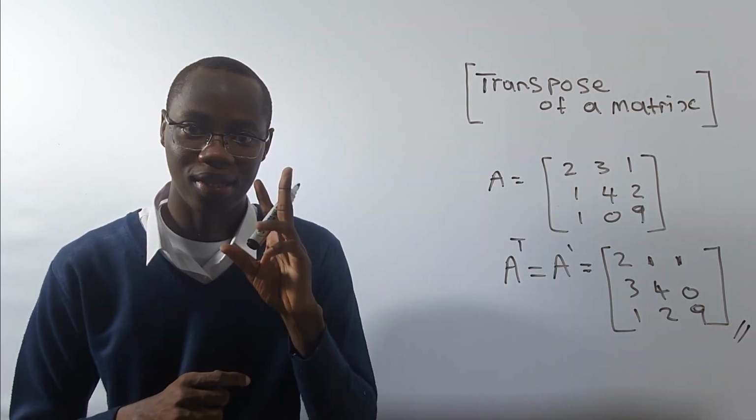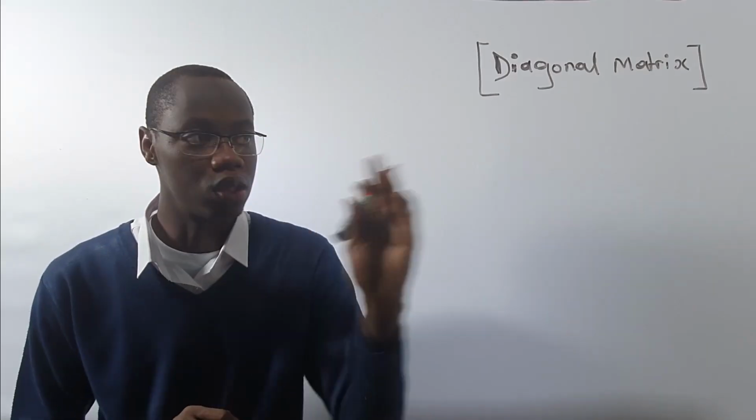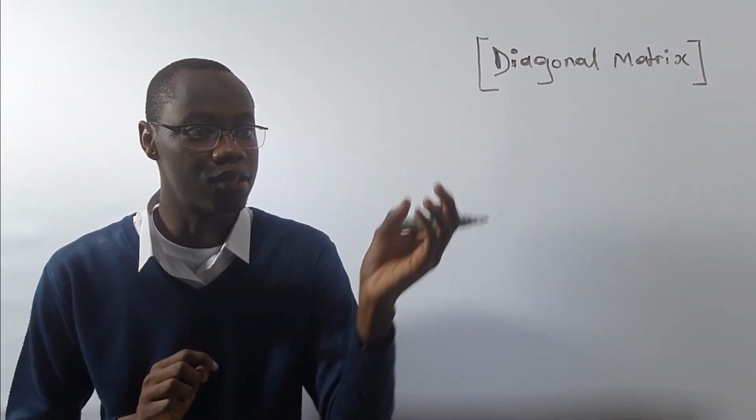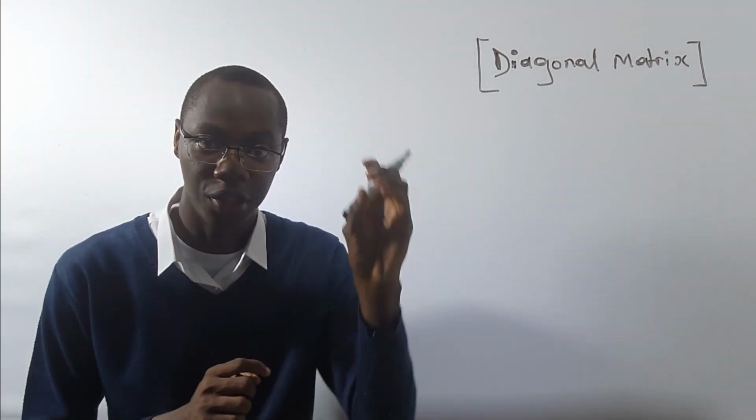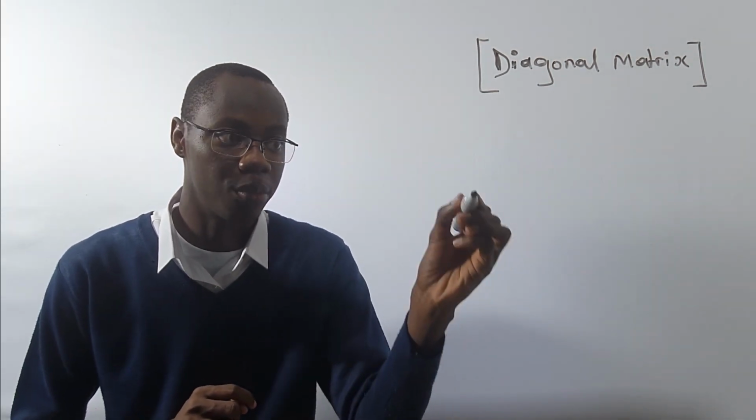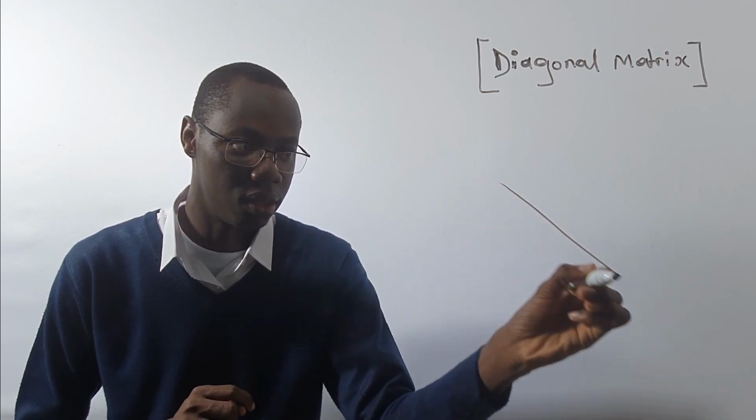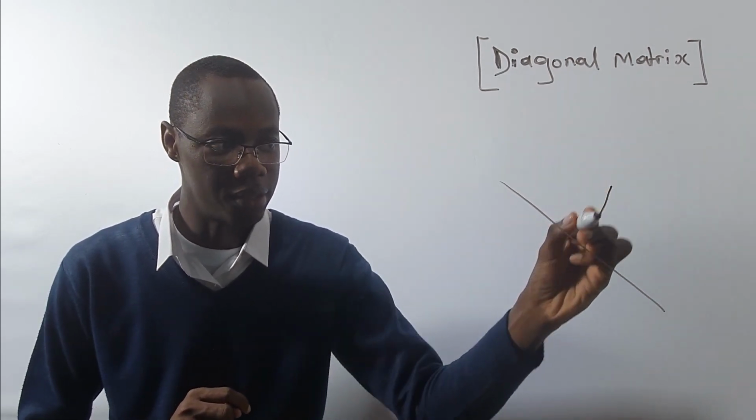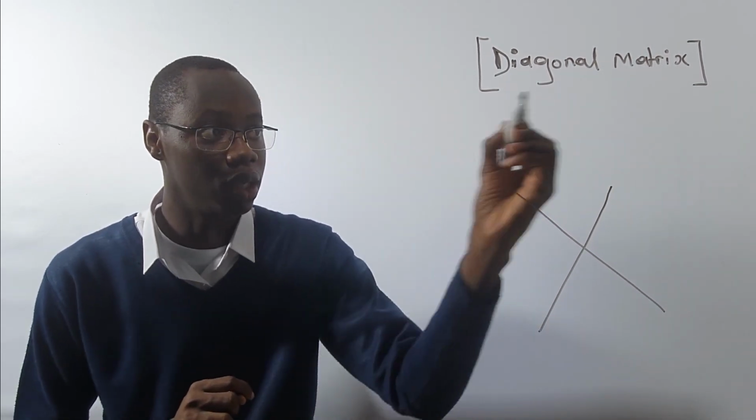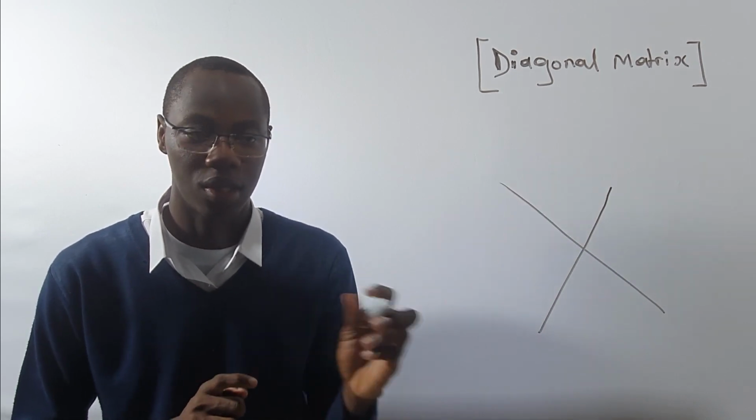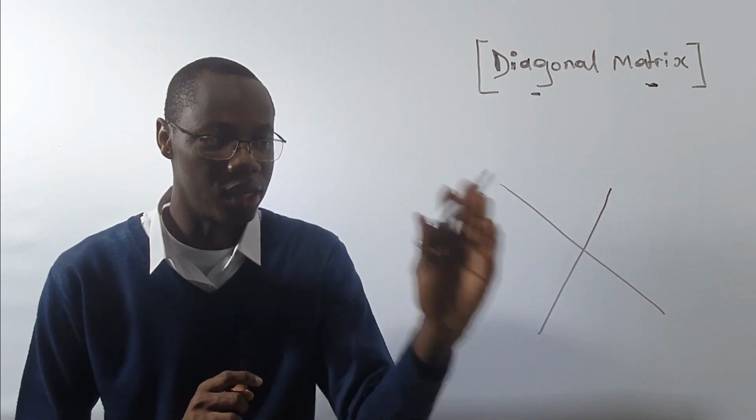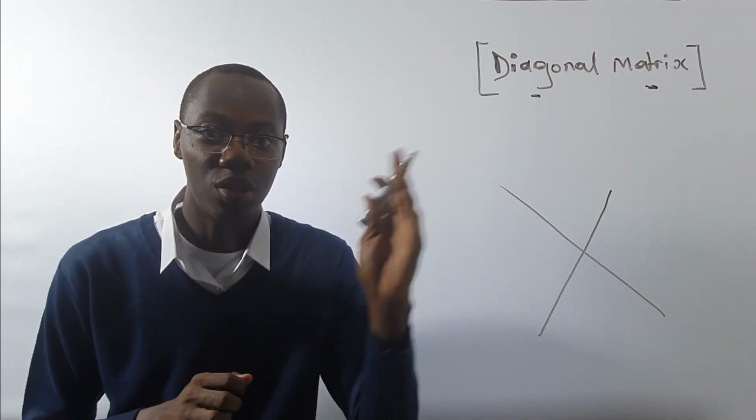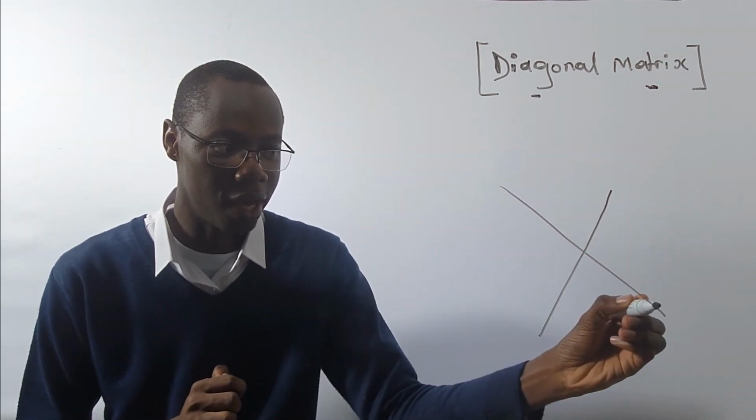Let's go on to the second type of matrix. The diagonal matrix, as the name suggests, is truly diagonal. When I say diagonal, I'm referring to this here, like a cross. Anytime you hear diagonal, just remember the word cross, and that is the way the matrix looks. The matrix mimics the pattern of a diagonal.